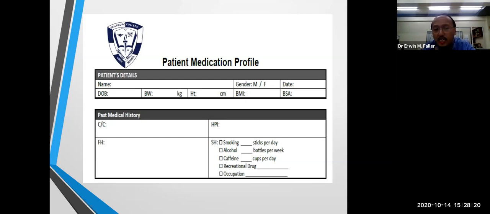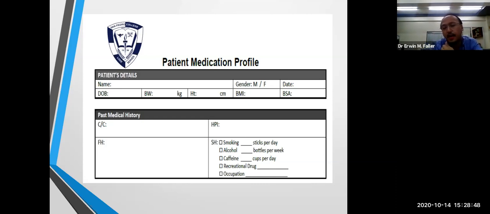If you have the body weight and height, you'll be able to compute your BMI. From the BMI, you'll be able to get your BSA, body surface area. Identify the gender, whether male or female, and of course the date. The date is the current one on which you do the profiling, or the medication review profiling.